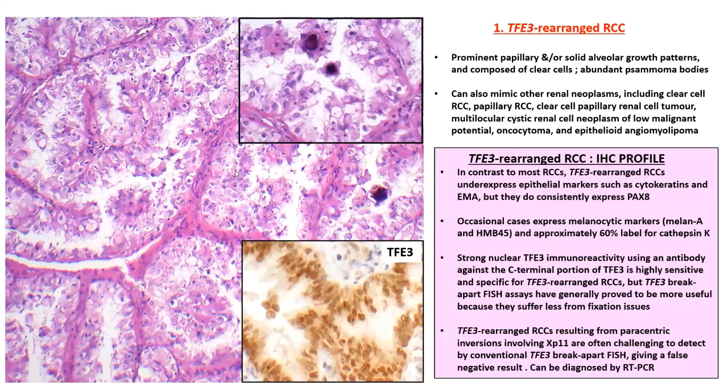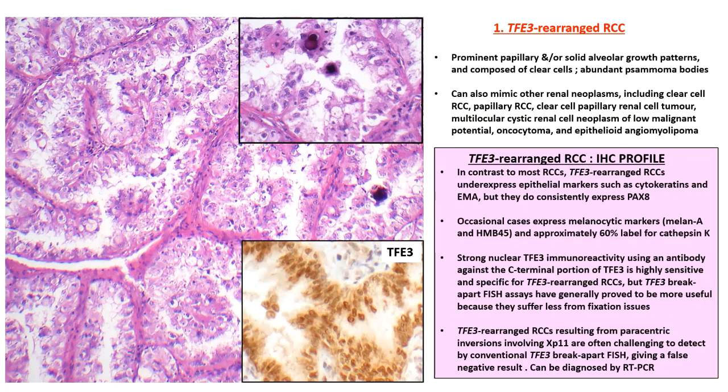Now, this is a characteristic histology of the TFE3 rearranged RCC. So you have a predominantly papillary to nested architecture wherein the cells have usually abundant voluminous clear cytoplasm. And another distinctive feature is the presence of some psammoma bodies.